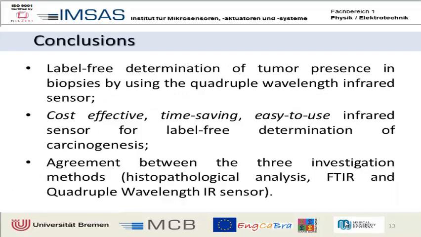So, in conclusion, we can state that our infrared quadruple wavelength sensor can be used to determine the presence of tumor cells within biopsies. And this is a very cost-effective and time-saving machine. And again, it's easy to use. What we want to do is to create a portable product to help medical doctors in their diagnosis. And by comparing all the 3 investigation methods that I mentioned and showed you, we found a very strong agreement.